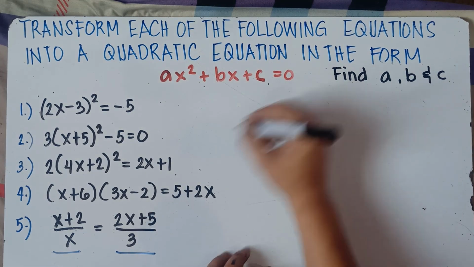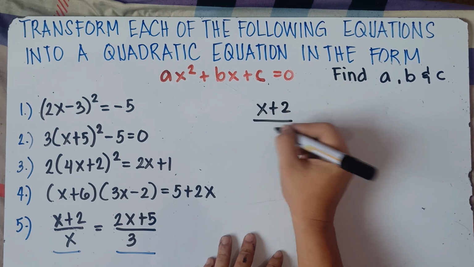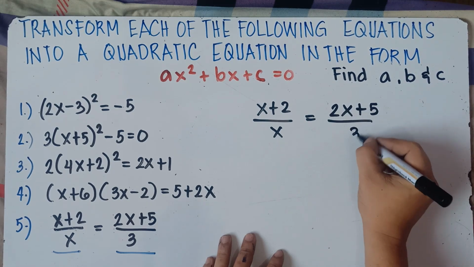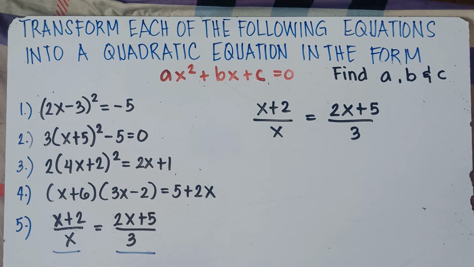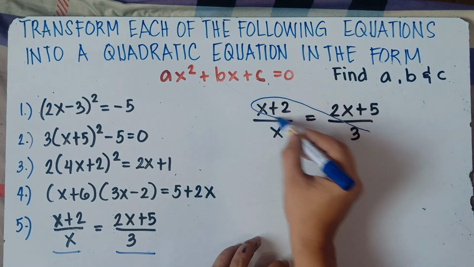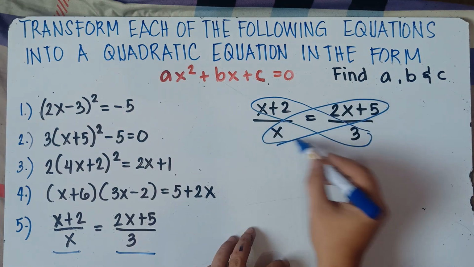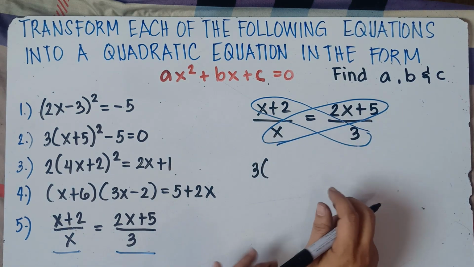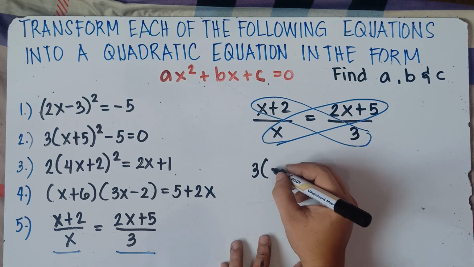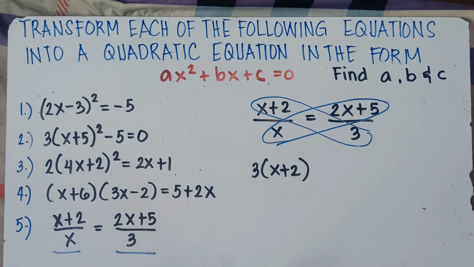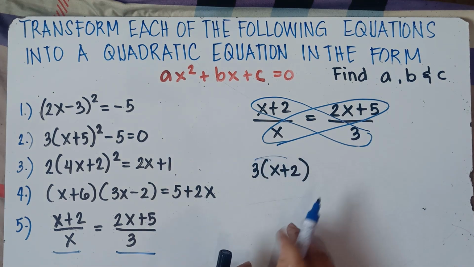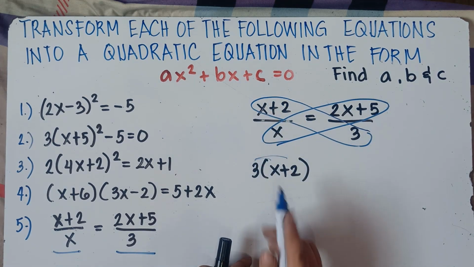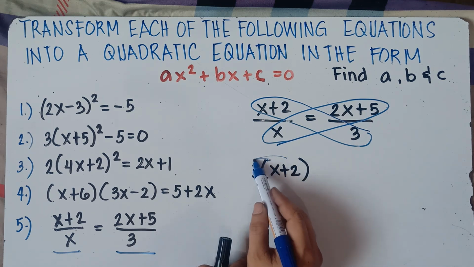Alright, so let me copy this one. x plus 2 over x equals 2x plus 5 over 3. So once again, we simply do cross multiplication. So this will be 3 times x plus 2. You put parentheses, class, because this is a binomial, and we need to do the distributive property. Once again, you put parentheses because x plus 2 is a binomial. It means 2 terms, so we need to distribute.